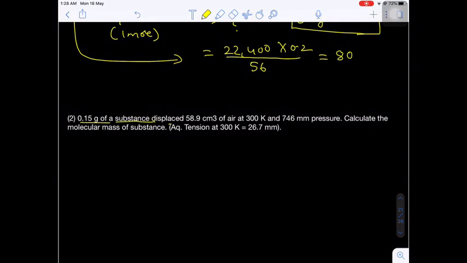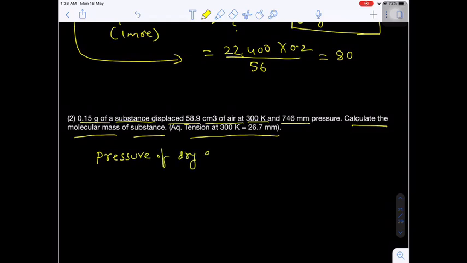One question is given: 0.15 grams of a substance displaced 58.9 cm³ of air at 300 Kelvin and 746 mm pressure. Then calculate the molar mass of the substance. Aqueous tension is given to you. Okay. Now first of all, what is the pressure of dry gas? Only dry gas.